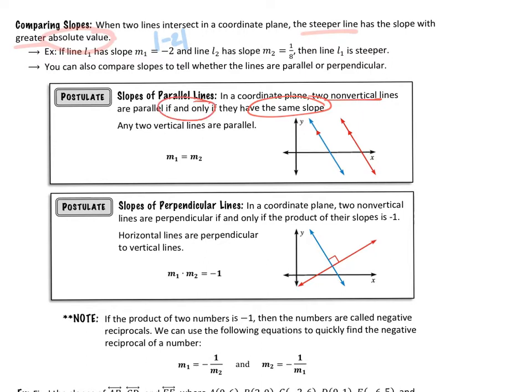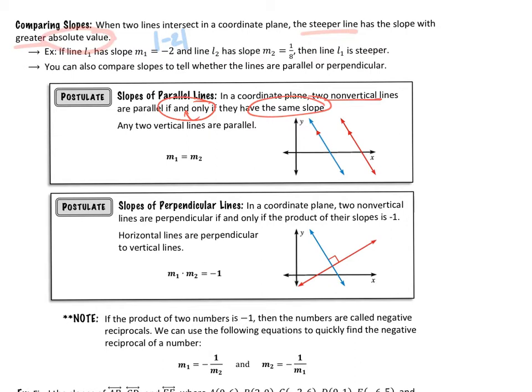So that means I can go from two parallel lines having the same slope, and I can say that two lines that have the same slope are parallel, because this is biconditional. And additionally, any two vertical lines are parallel because their slope is undefined, so they have the same slope.